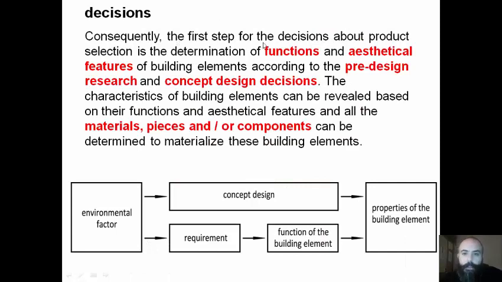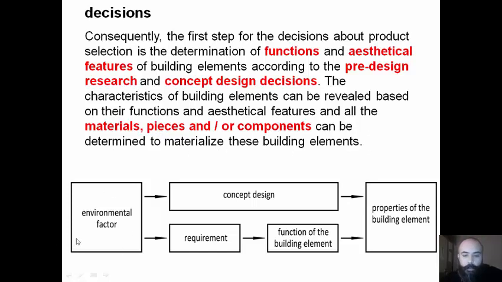Consequently, the first step for the decisions about product selection is the determination of functions and aesthetical features of the building elements according to the pre-designed research and concept design decisions. The characteristics of building elements can be revealed based on their functions and aesthetical features, and all the materials, pieces, and/or components can be determined to materialize these building elements.